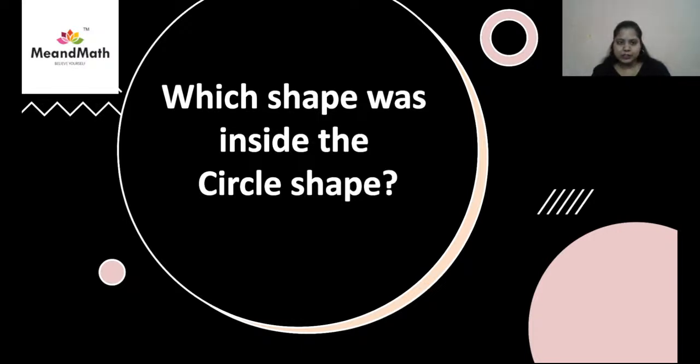Okay, now the last question of this brain activity. Which shape was inside the circle shape? Okay, think back to the picture. Very good, Anusha, for answering pentagon. Very good. So, which shape was inside the circle shape? We'll see the answer. We'll see who has answered it correctly, and we'll check if the answer is correct also, okay?